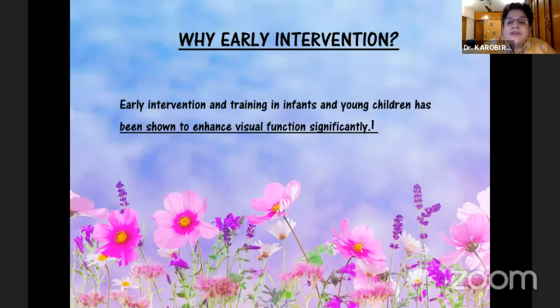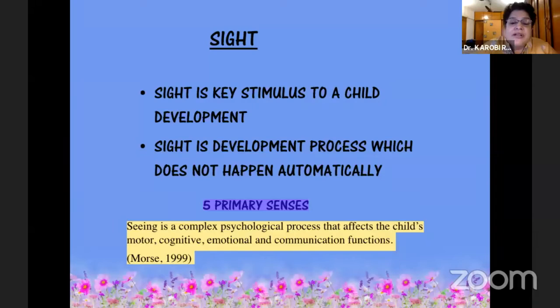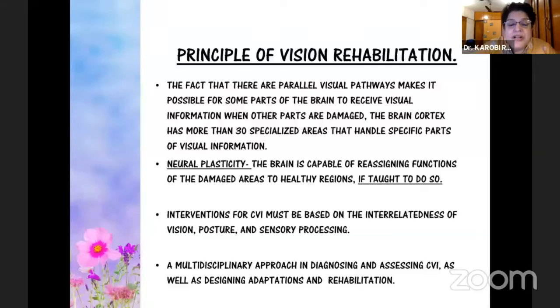Why there is need for early intervention in these children is because it has been shown to enhance visual function significantly. Sight is a key stimulus to a child's development. Sight is a developmental process in these children which does not happen automatically. We have five primary senses in a human being, and these have to be tapped, or these have to be in perfect synchrony and amount for a child to grow globally sound and robust. Seeing is a complex psychological process which affects the child's motor, cognitive, emotional, and communication functions.